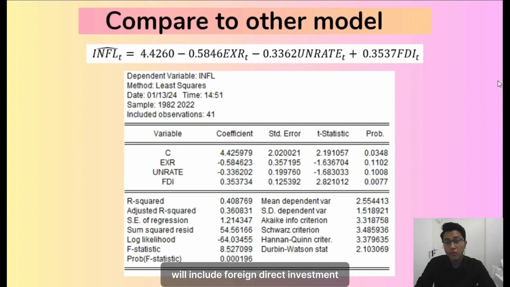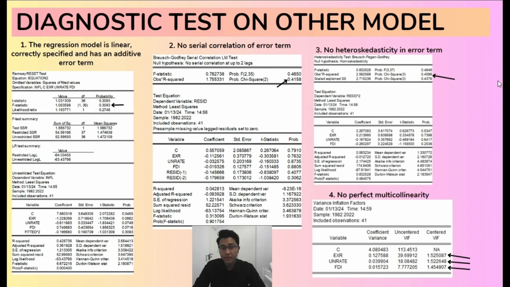The second model will include foreign direct investment inside the model. The estimated regression model is inflation rate equal 4.4260 minus 0.5846 exchange rate minus 0.3362 unemployment rate plus 0.3537 foreign direct investment. And this is the EViews. We will compare in terms of diagnostic tests.